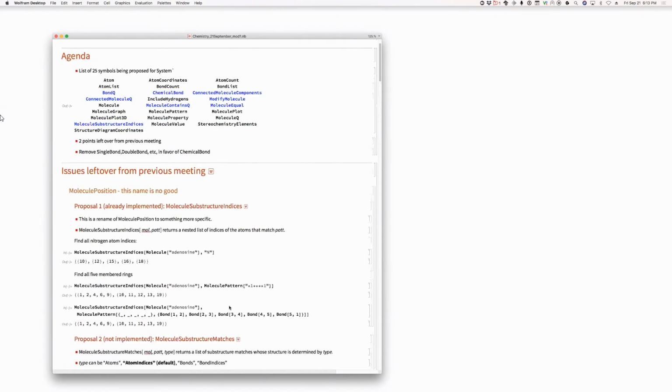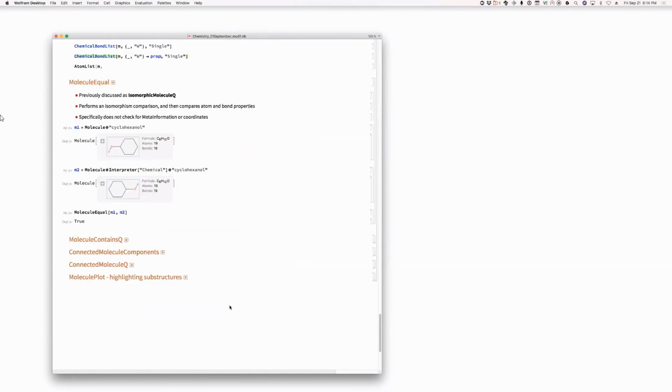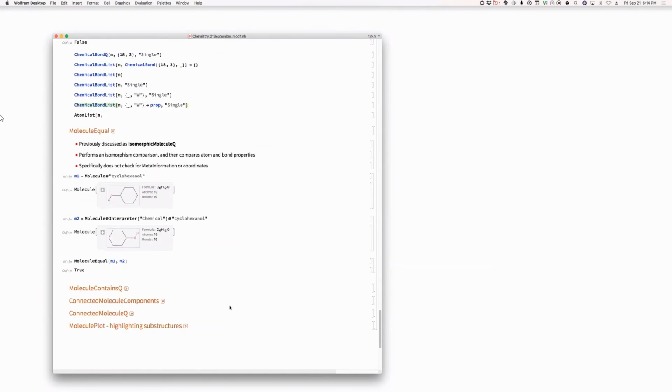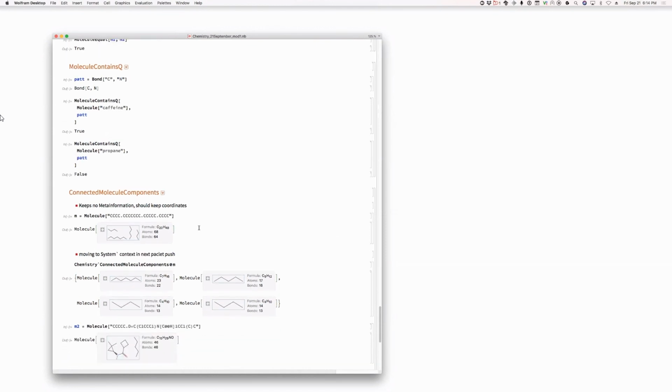Okay. So anyway, I do molecule modify, canonicalize to both of these, then they will be same Q, correct? They really should be. Okay. Molecule contains Q we talked about, since the molecule structure allows disconnected components.